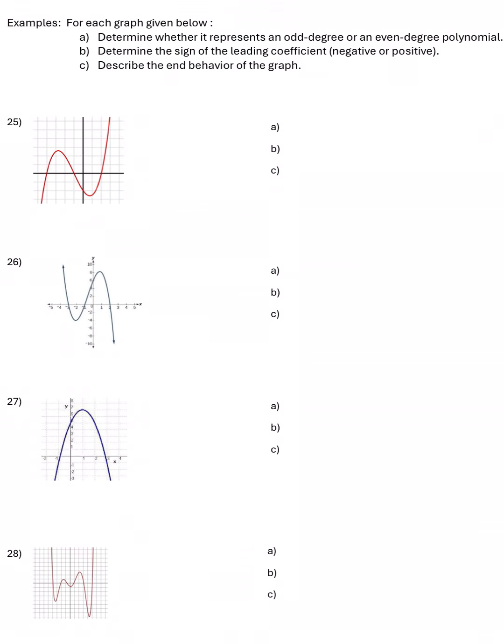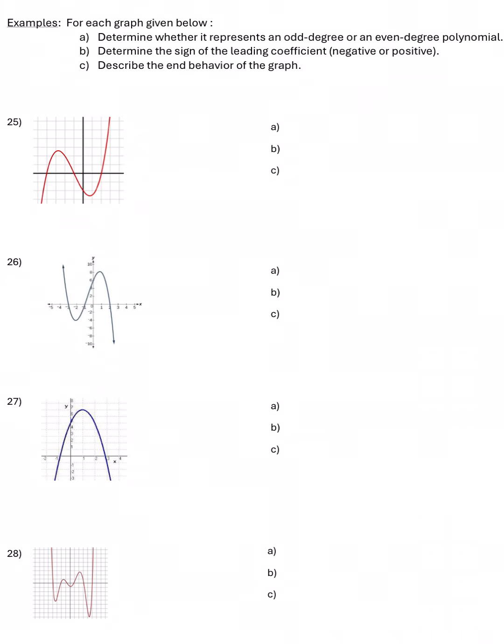Okay, so if you flip to the next page, we're going to end off with some examples on this page. Now, if you look at the directions, it says for each of the following, you want to determine whether it represents an odd degree or an even degree polynomial. Then we have to determine the sign of the leading coefficient, and then we want to describe the end behavior. Okay, so let's start with number 25.